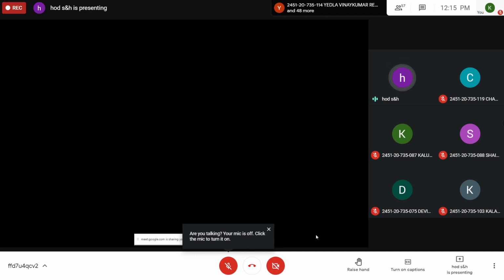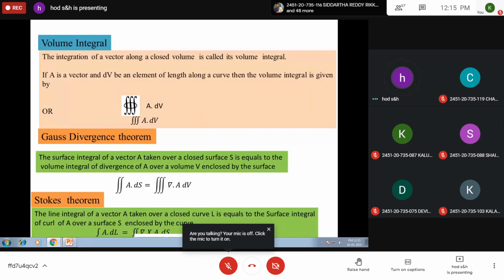Similarly, Stokes theorem explains a quantity from 1 dimension to 2 dimensions. The line integral of the vector A taken over a closed curve L is equal to the surface integral of the curl of A over the surface enclosed by the curve. The line integral of a vector is a 1-dimensional quantity, and it can be equated to a 2-dimensional quantity. So these two theorems we should remember for the derivation of Maxwell's equations.